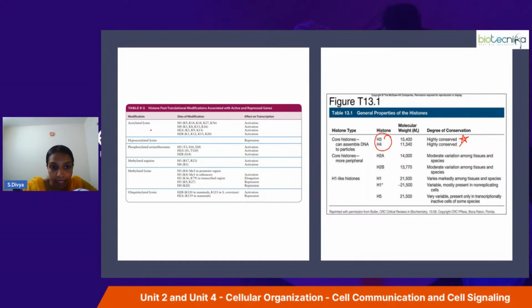Acetylation always leads to activation. Lack of acetylation, only repression takes place. Methylation, depending on where exactly the methylation takes place, either activates or represses. Remember these 2 points, important from an examination point of view.